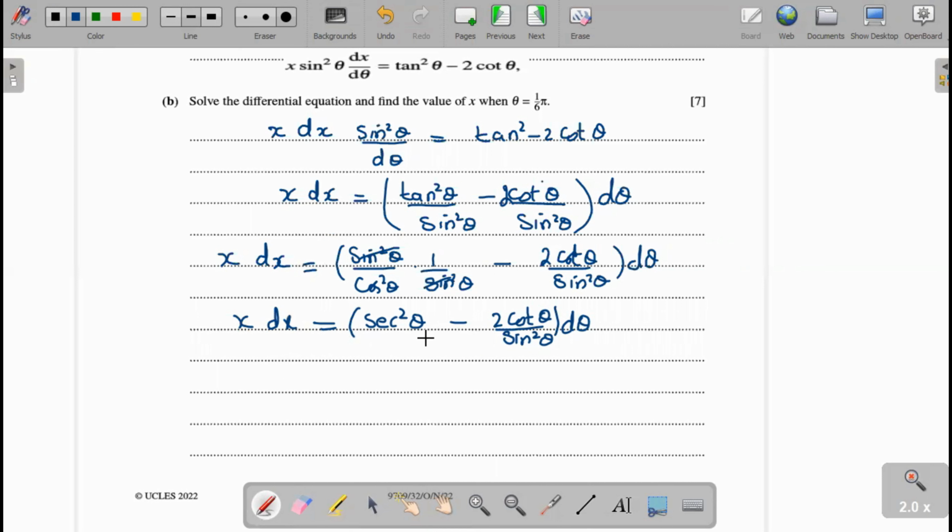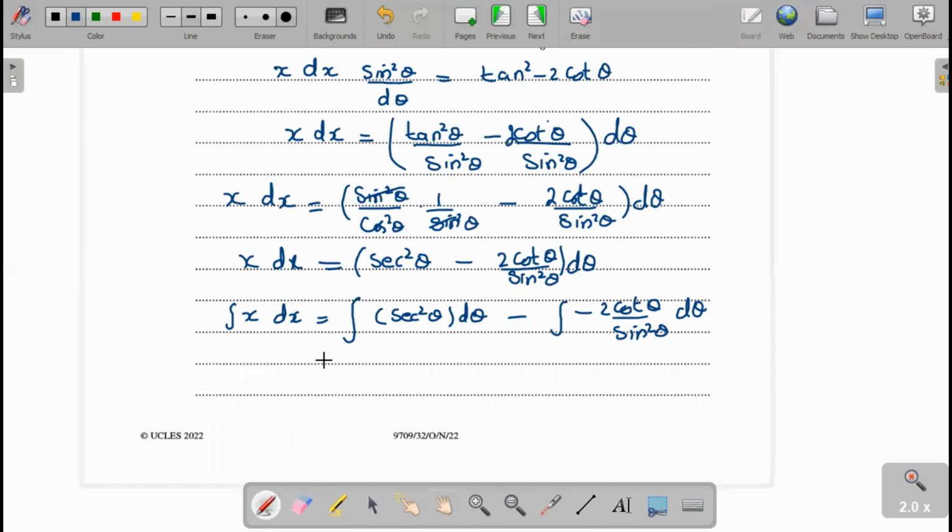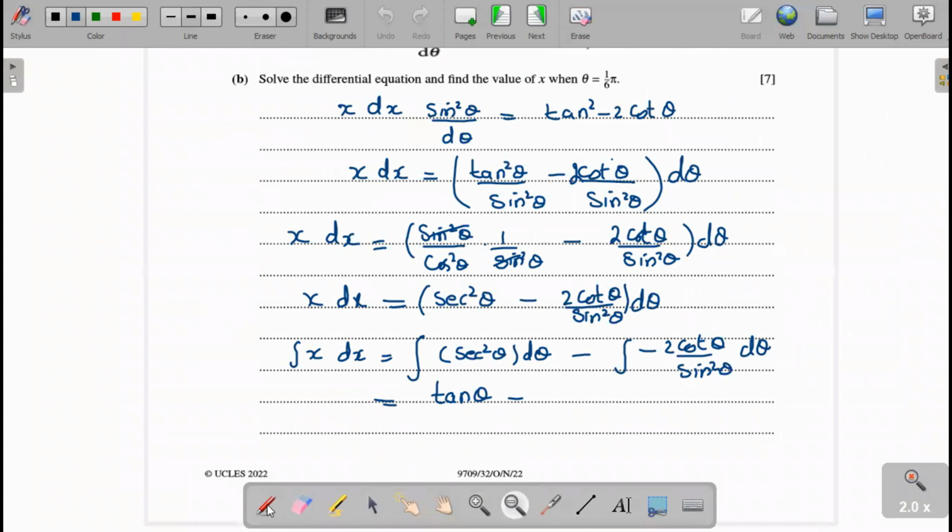Now we take the integration. We integrate both sides. That's x dx will be equal to the integration of secant square theta d theta minus the integral of minus 2 cot theta over sine square theta d theta. Firstly, the integration of secant square theta is tan theta. Now the integration of x dx will be equal to x square over 2.